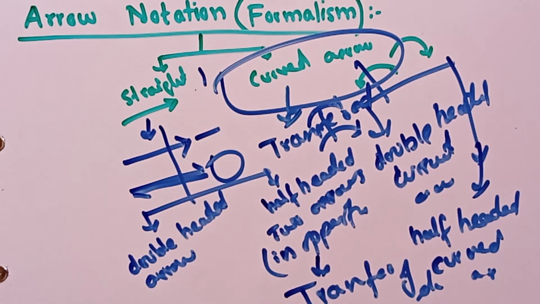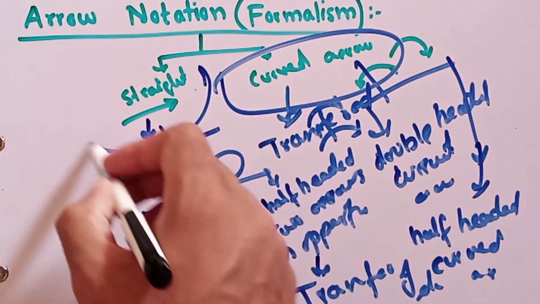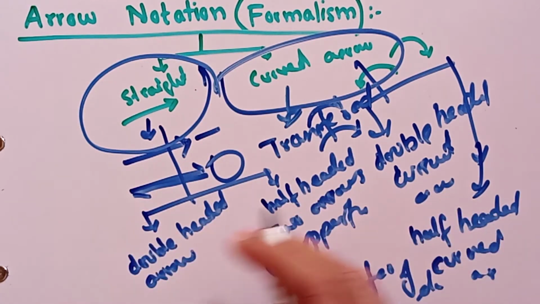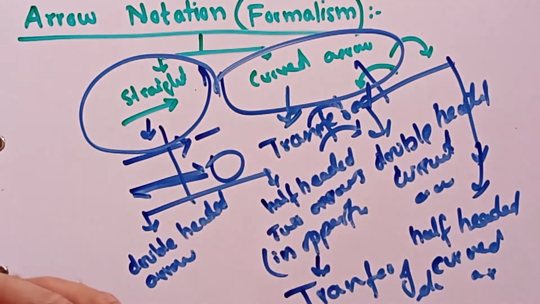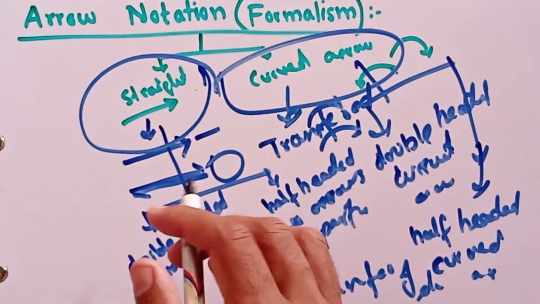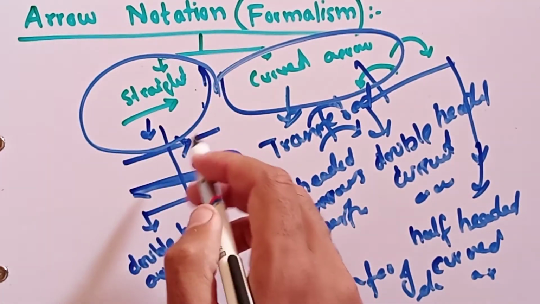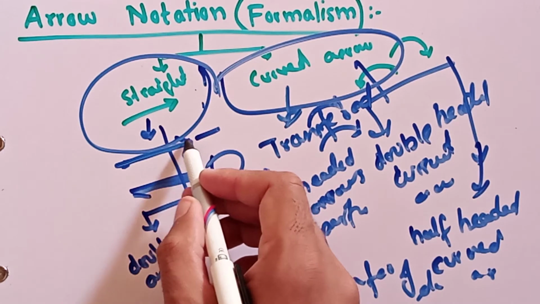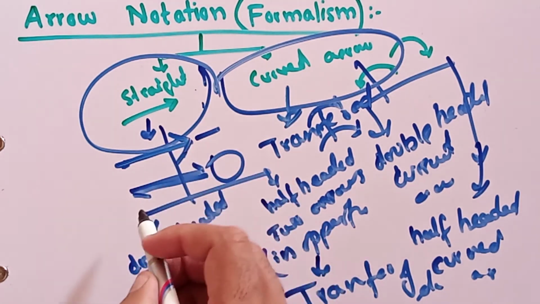But the straight arrow shows in which direction a reaction can take place, that is, in the forward direction or in the backward direction, whether it may be a reversible reaction or an irreversible reaction. So the straight arrow has two types. One is the single arrow having a double head.